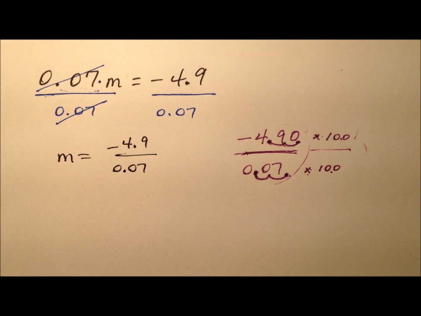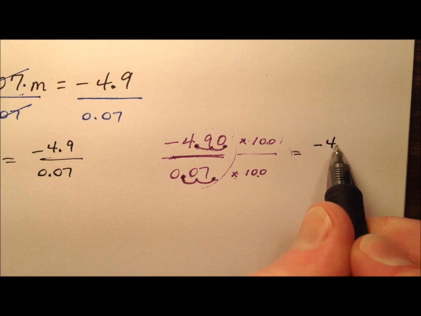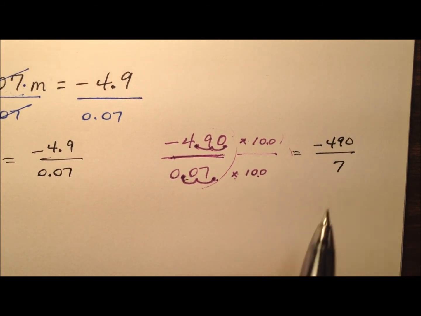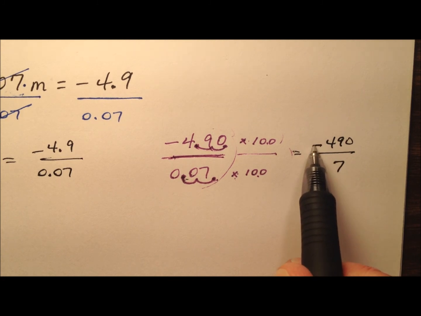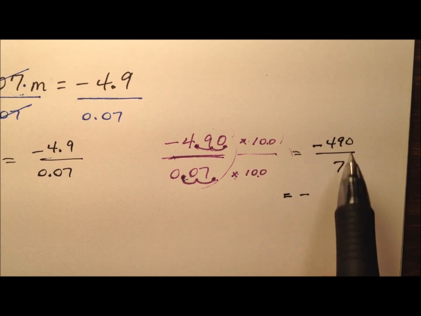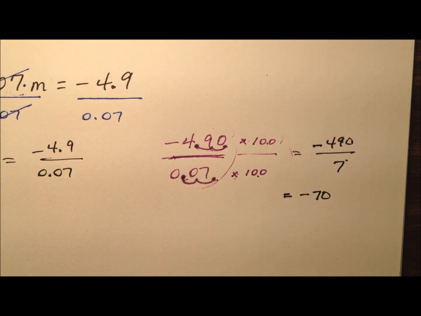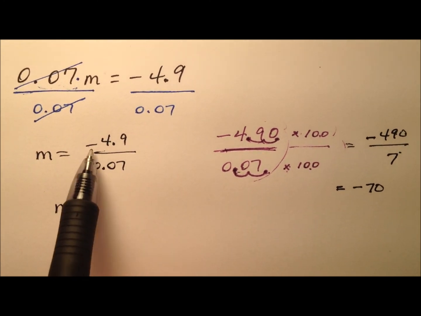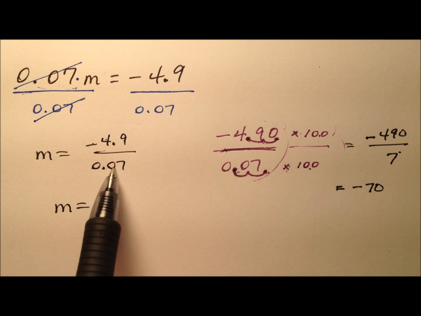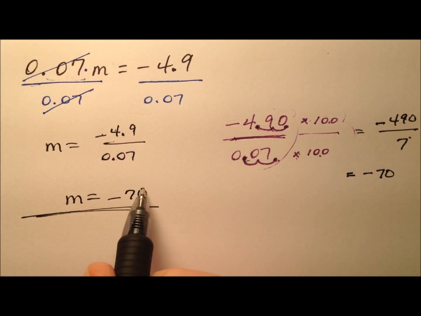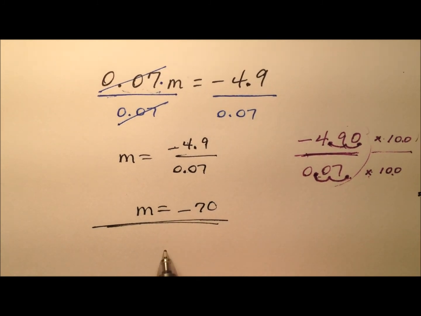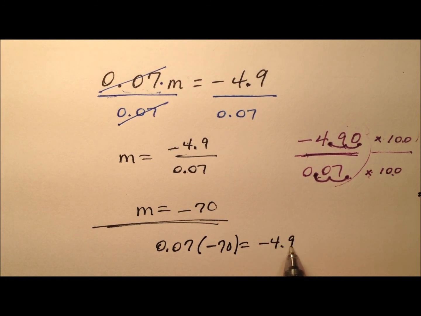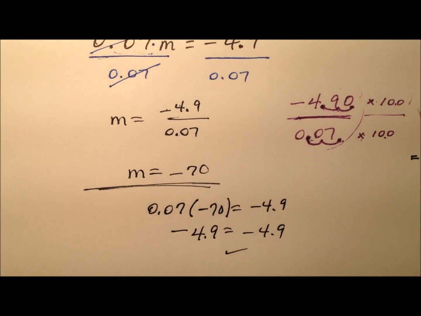So what will that look like now? Well, now I have negative 490 divided by, well, 7. Okay, well, the negative divided by a positive will be a negative, and 490 divided by 7 is 70. So I'm able now to say that my variable m equals negative 4.9 divided by 0.07, which is negative 70. And if you go ahead and plug that back in, so you have 0.07 times negative 70, you will see that it indeed does equal negative 4.9. So that'll work out just fine.